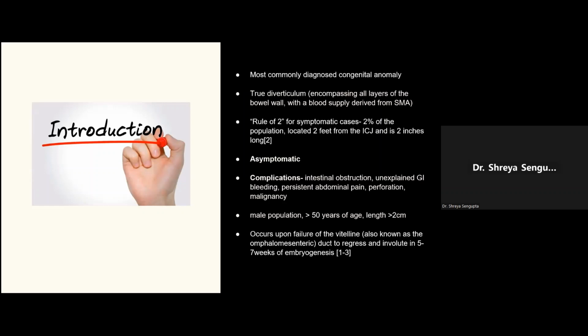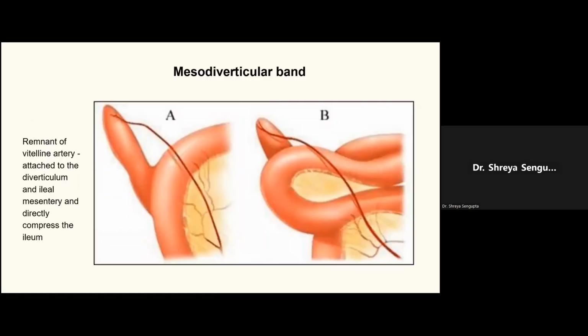This occurs due to the failure of closing of the vitello-intestinal tract, which occurs during the 5th or 6th week of embryogenesis. So what is a mesodiverticular band? If you can see the image, this is the loop of the small bowel, basically terminal ileum, and this outpouching is the Meckel's diverticulum.